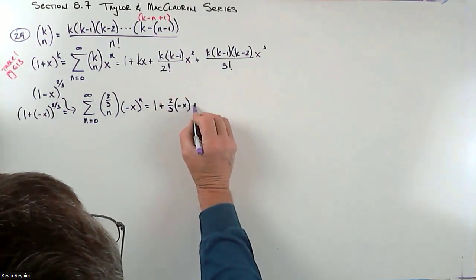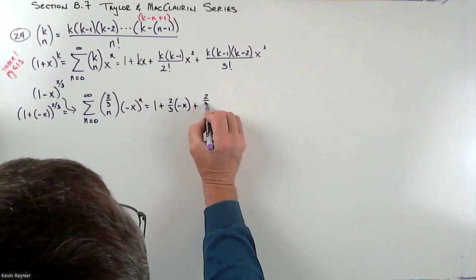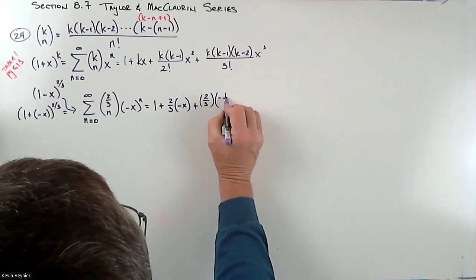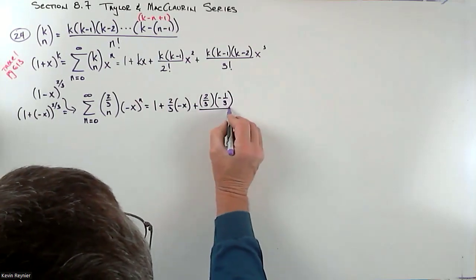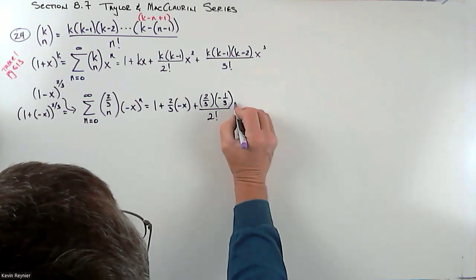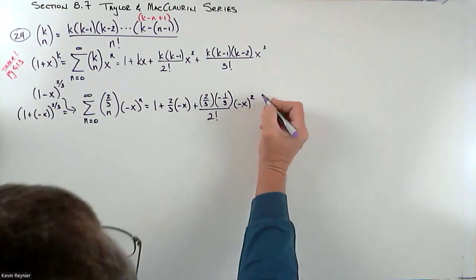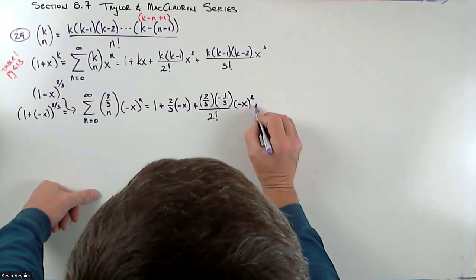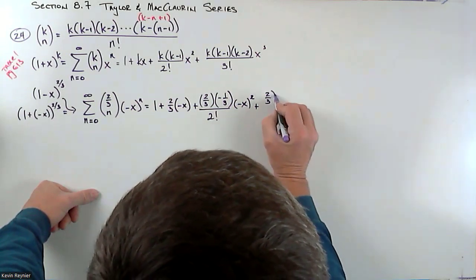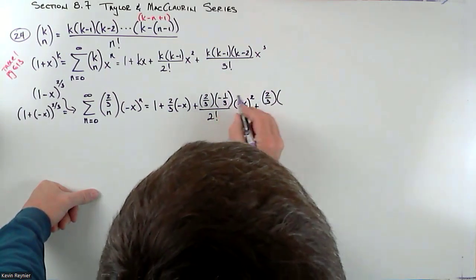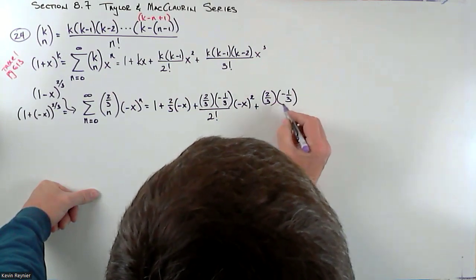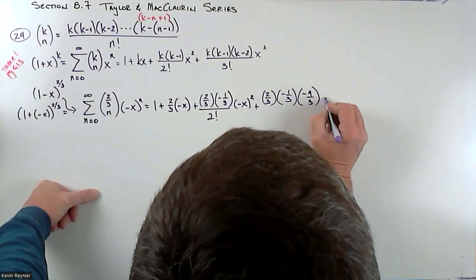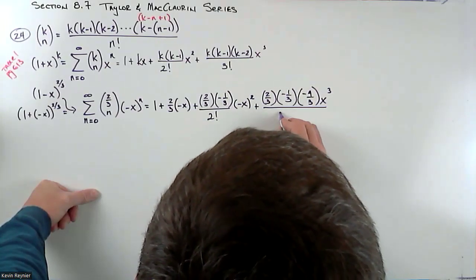Now we're going to write this term down. Plus, our k is 2/3. 2/3 minus 1 is negative 1/3. We have a 2 factorial down here, and we have negative x squared, because remember, our x is negative x. Plus, we have 2/3, that's our k. We take away 1, that's going to be negative 1/3. We've already done that arithmetic. We take away 1 again, that's going to be negative 4/3. We're going to have x cubed, and down here we have 3 factorial.